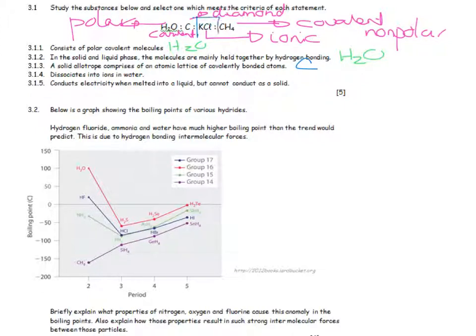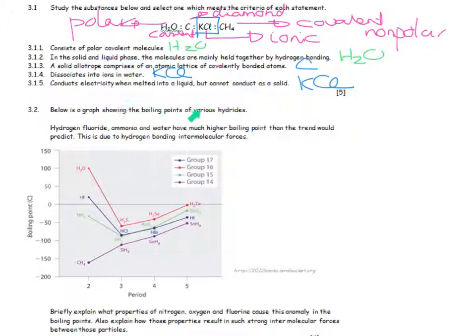Dissociates into ions in water. That means you need to have an ionic substance, so KCl. And conducts electricity when it's melted, but can't conduct as a solid. That is a typical characteristic of any ionic substance. So KCl again. And the fact that we never used methane, absolutely fine.